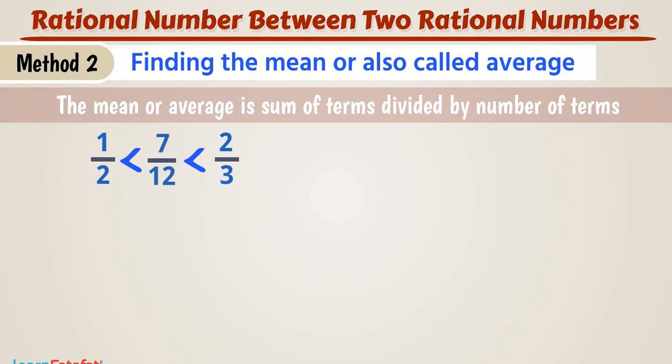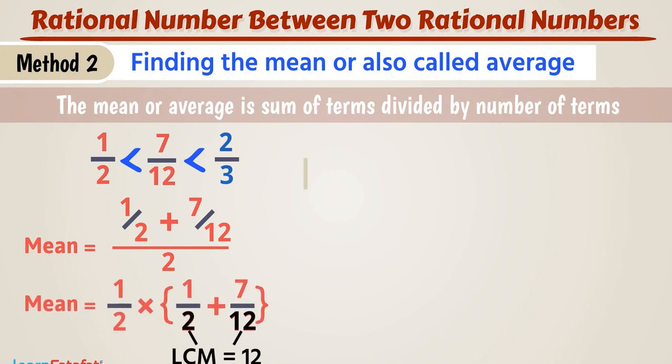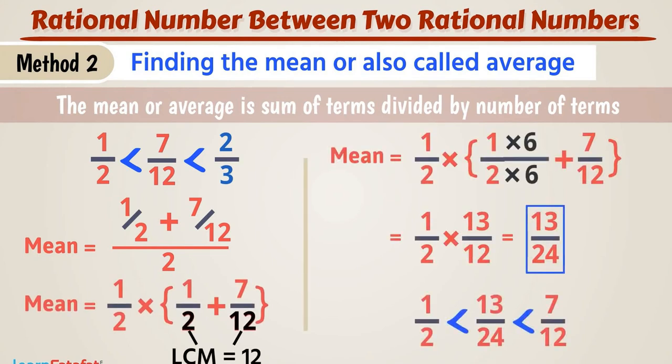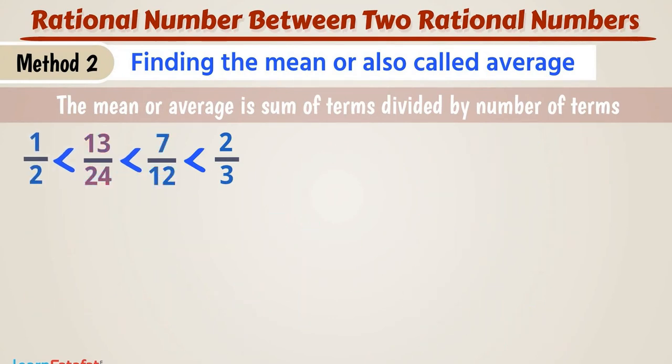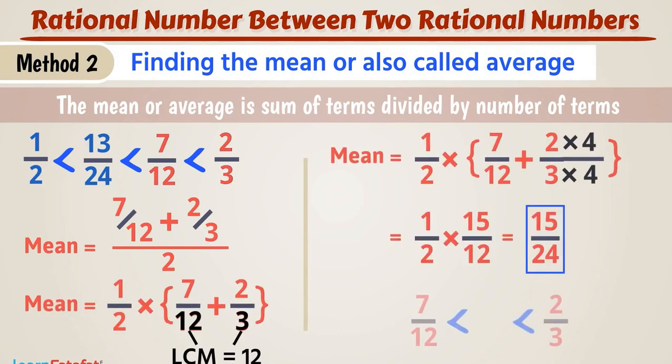Another rational number can be found by obtaining mean of 1 by 2 and 7 by 12, which is 13 by 24. Yet another can be found by taking mean of 7 by 12 and 2 by 3, which comes out to be 15 by 24. Like this, we can find as many rational numbers as we want.